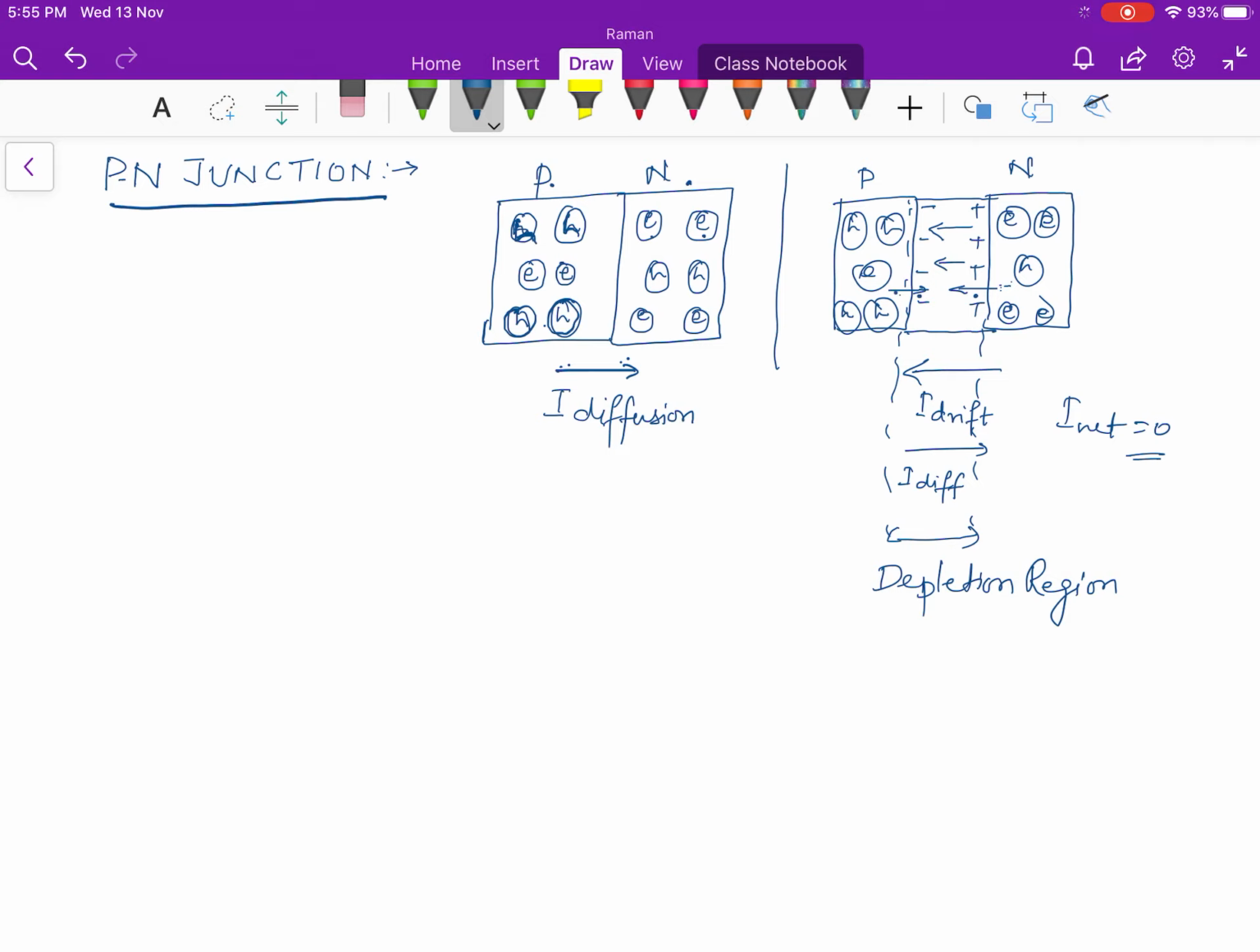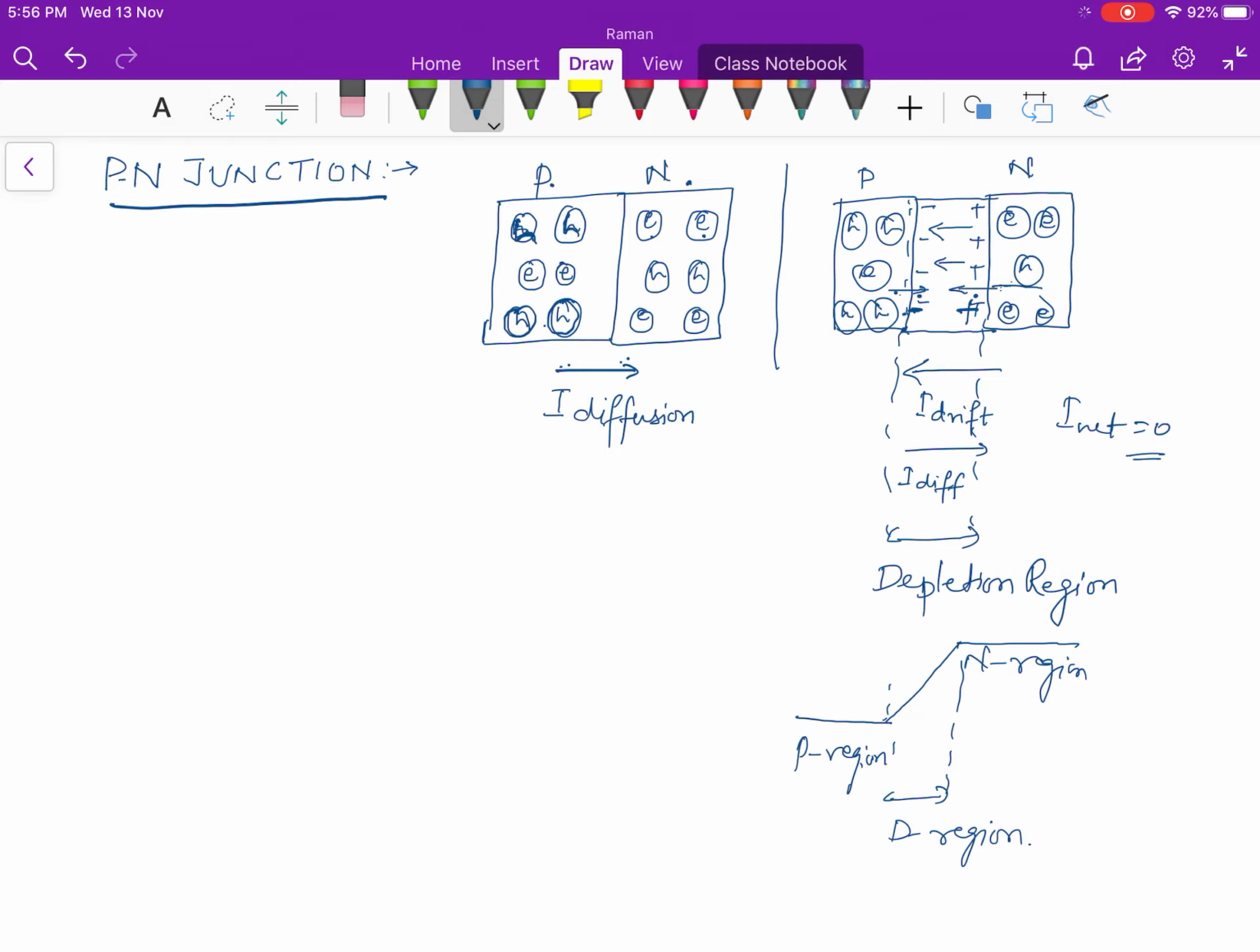Now the P side is electrically neutral, so the potential is constant in the P region. In the depletion region, here it is negative charge and here it is positive charge. So we are moving from negative to positive, and the potential increases from negative to positive. Again in the N region the potential remains constant. This is your N region, this is your P region, and this is your depletion region, in which the potential is changing, that is, the potential is increasing.